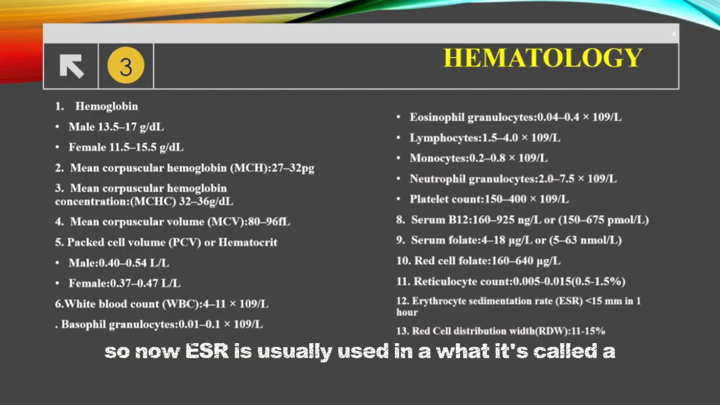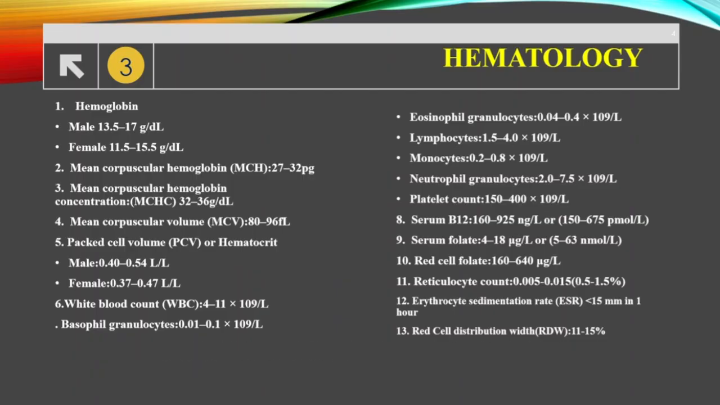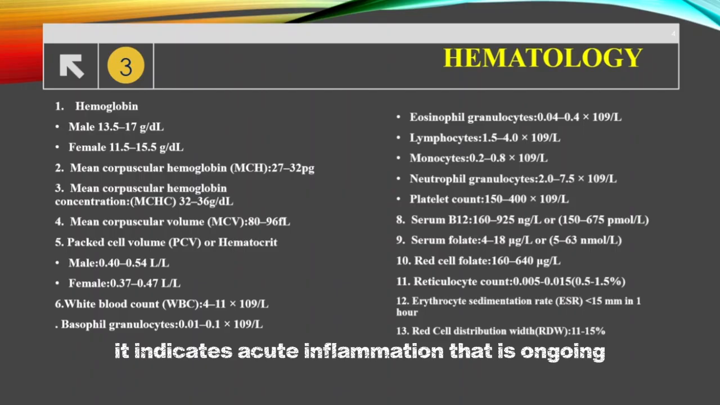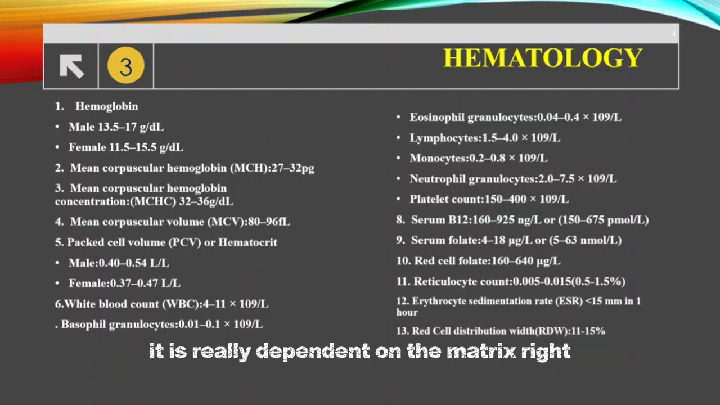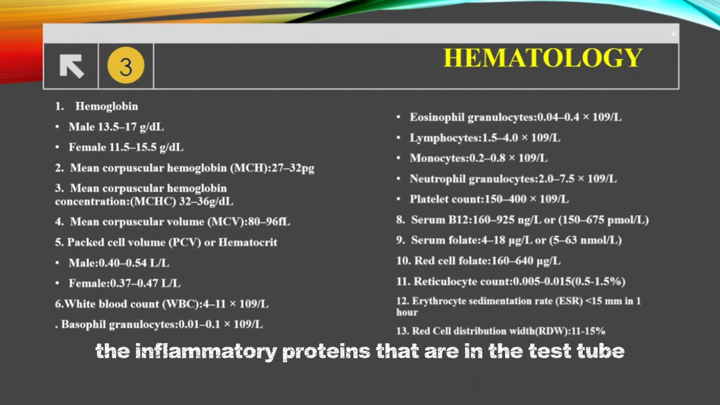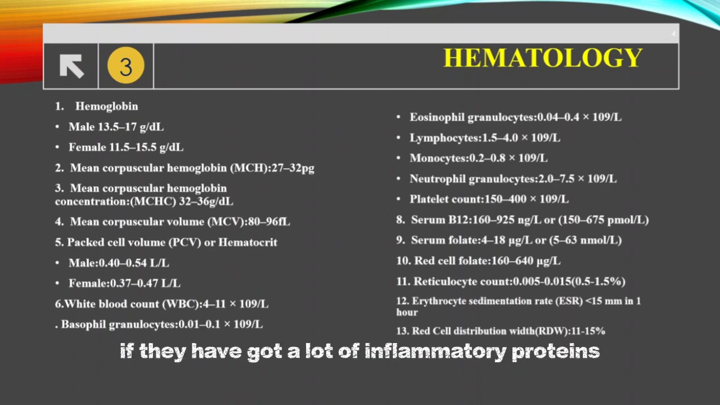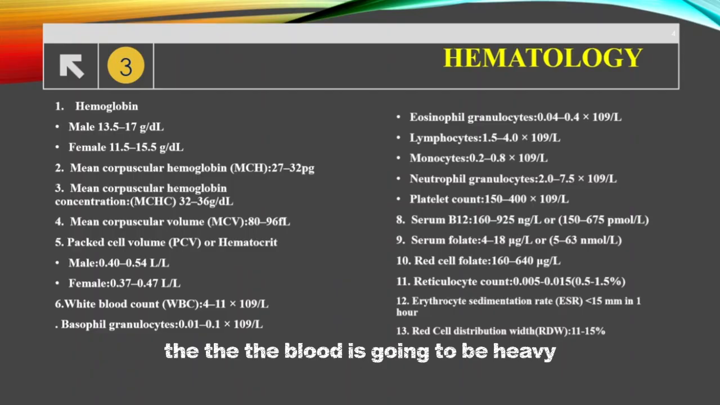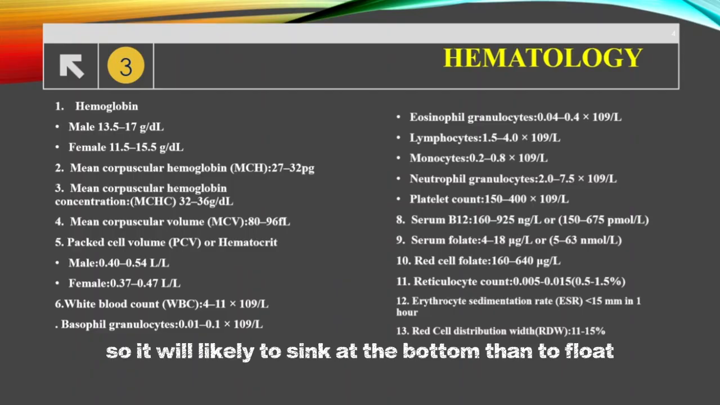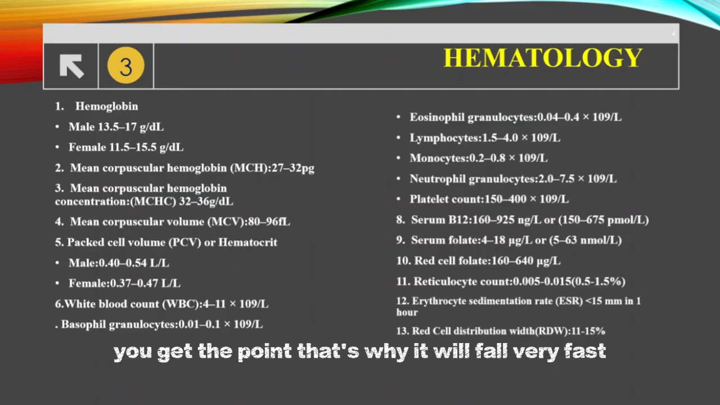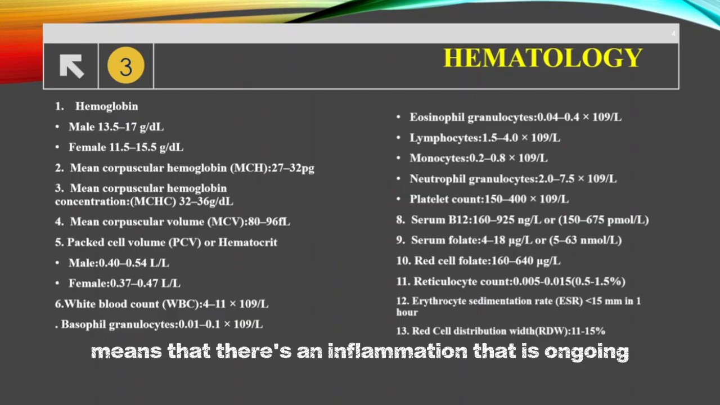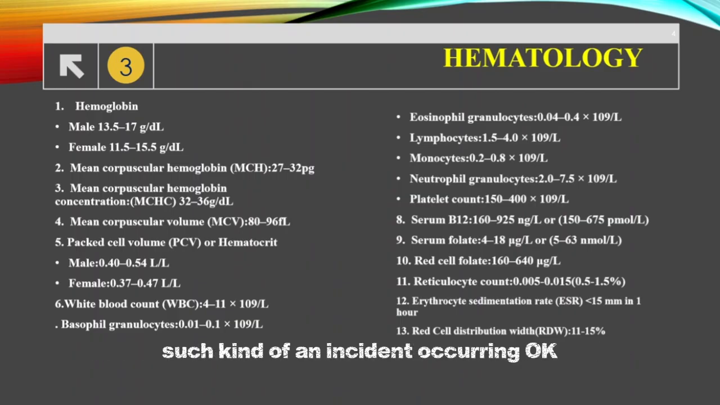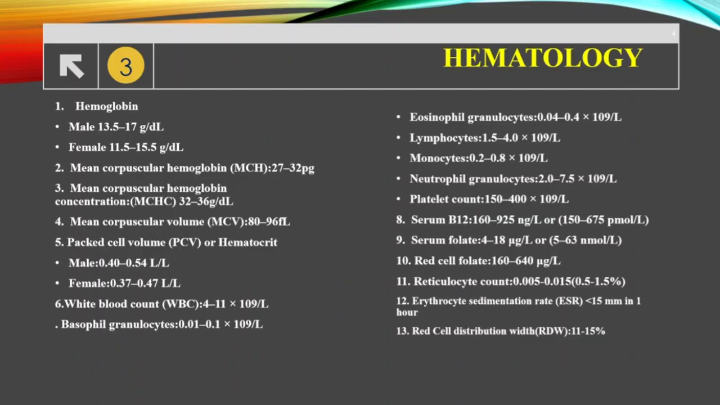So now, ESR is also referred to as one of the acute phase reactants. Okay, it indicates acute inflammation that is ongoing. Though it's not specific because it can mislead you. All right, and the reason why it can mislead you is because it is really dependent on the hematocrit, right? And then also the inflammatory proteins that are in the test tube. So remember, if they have got a lot of inflammatory proteins, the blood is going to be heavy, isn't it? So it is likely to sink to the bottom rather than float. You get the point. That's why it will fall very fast from the top of the test tube all the way to the bottom. Okay, that means that there's an inflammation that is ongoing. So if it is raised, then it tells you that there is an inflammation.